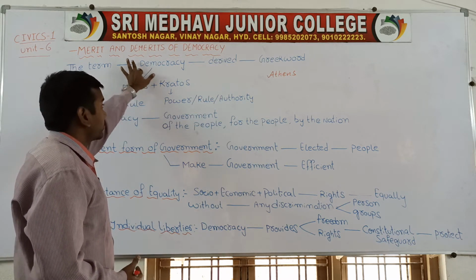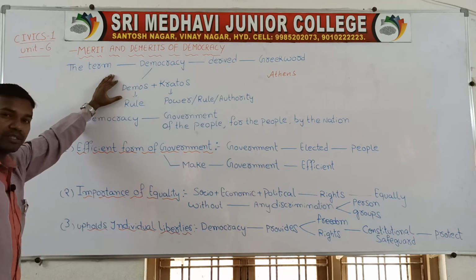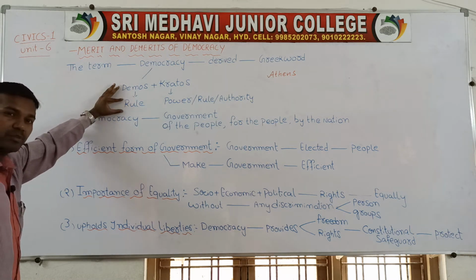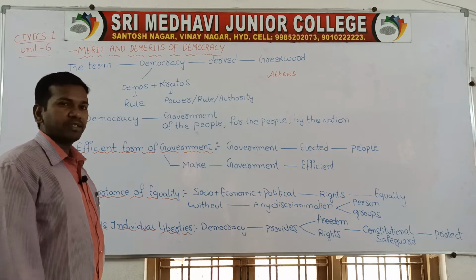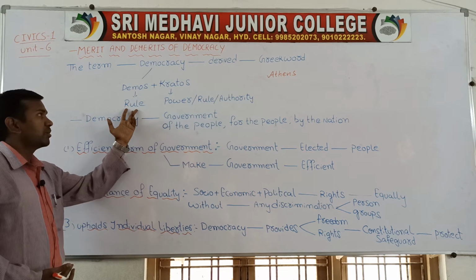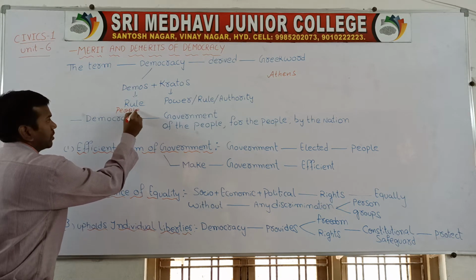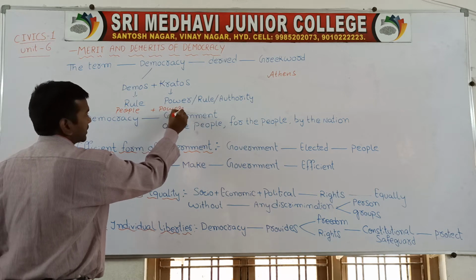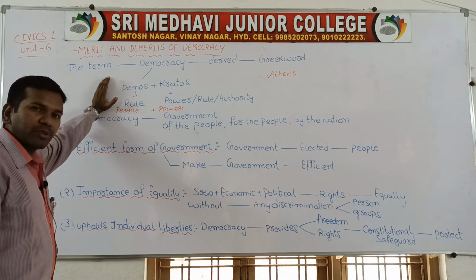Democracy is derived from the Greek words demos and kratos. It is a combination of two words. One is called demos and one is called kratos. Demos means people, and kratos means power, rule or authority. So democracy is nothing but demos meaning people and kratos meaning power. So power is completely vested in the hands of the people, and that is why we can say that every country where the power is vested in the hands of the people can be called a democratic country.